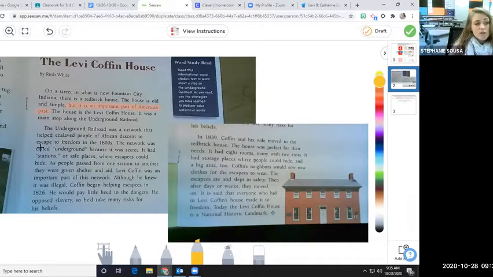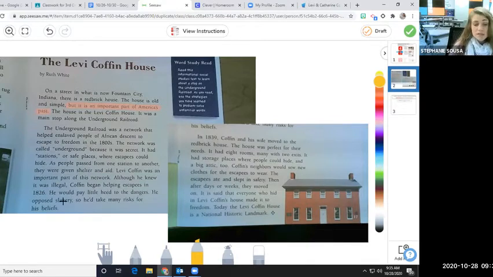The network was called underground because it was secret. It had stations or safe places where escapees could hide. As people passed from one station to another, they were given shelter and aid. Levi Coffin was an important part of this network. Although he knew it was illegal, Coffin began helping escapees in 1826. He would pay little heed to the dangers.